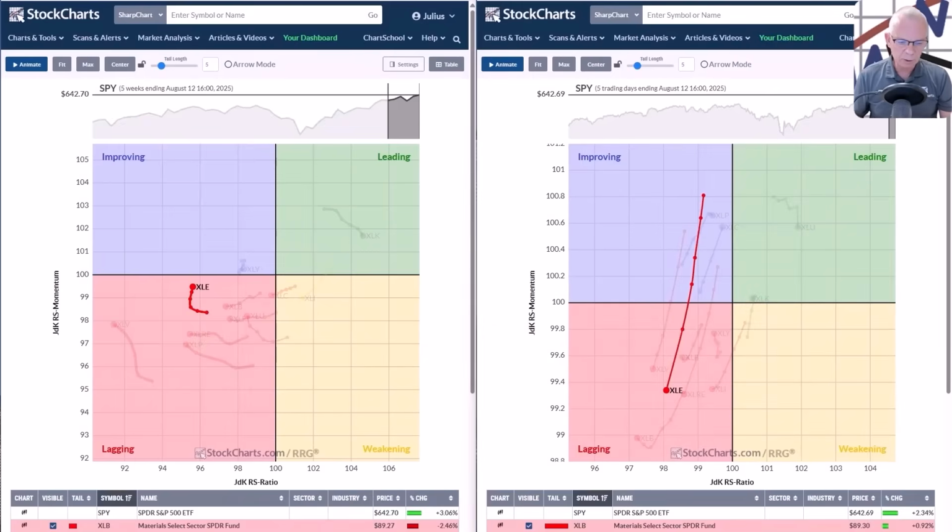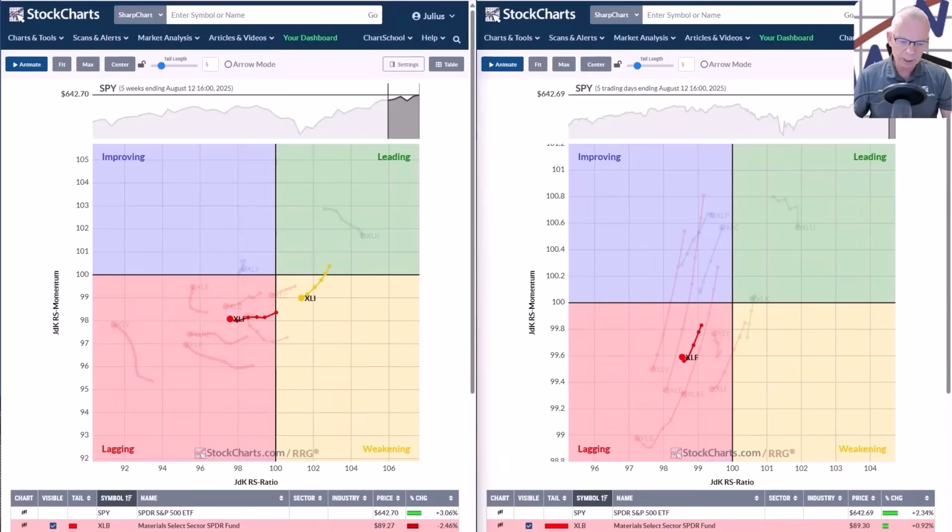Let's move on to financials. Now we go to financials. And here also, a weekly tail that is pushing further and deeper into the lagging quadrant, losing in terms of relative strength. And then on the daily, already inside lagging and losing relative momentum. Only that last blip here. So that was today's price, was just a little bit better. But overall, this is one of the weaker sectors.